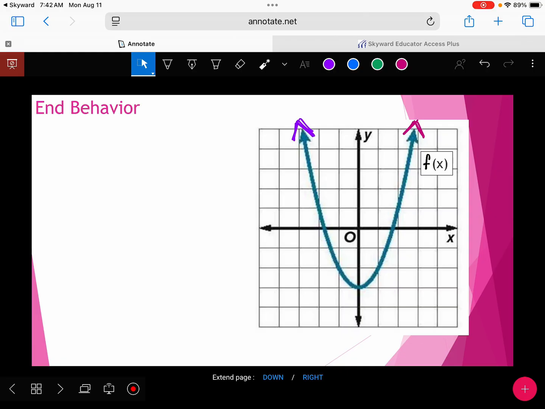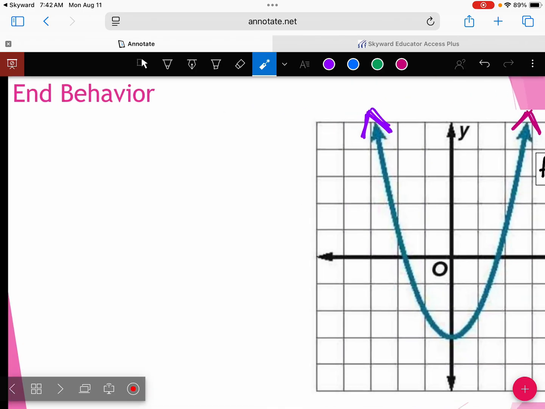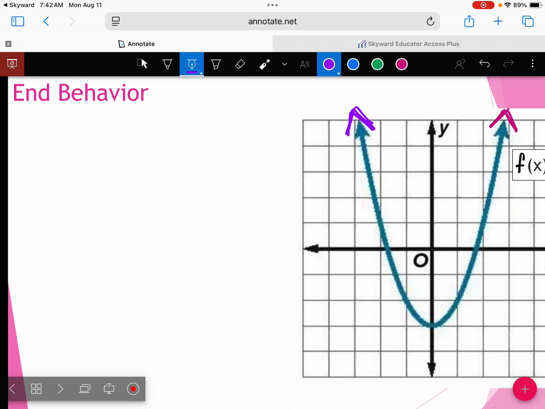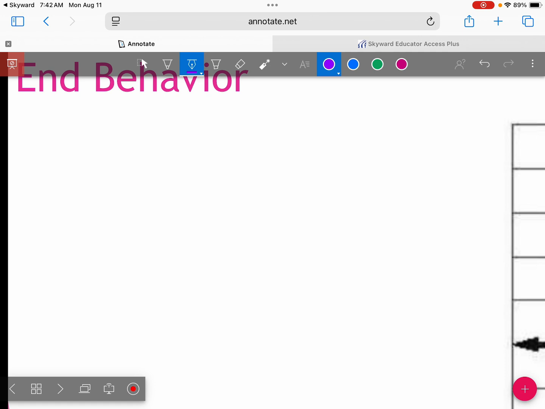Just because yours is labeled f of x, I'm going to let it stay there, because I'm going to show you the only real change that you'll ever see in our end behavior here. So if we're looking at our left arrow, the way we talk about it is we say, as x approaches negative infinity. As x gets real small.